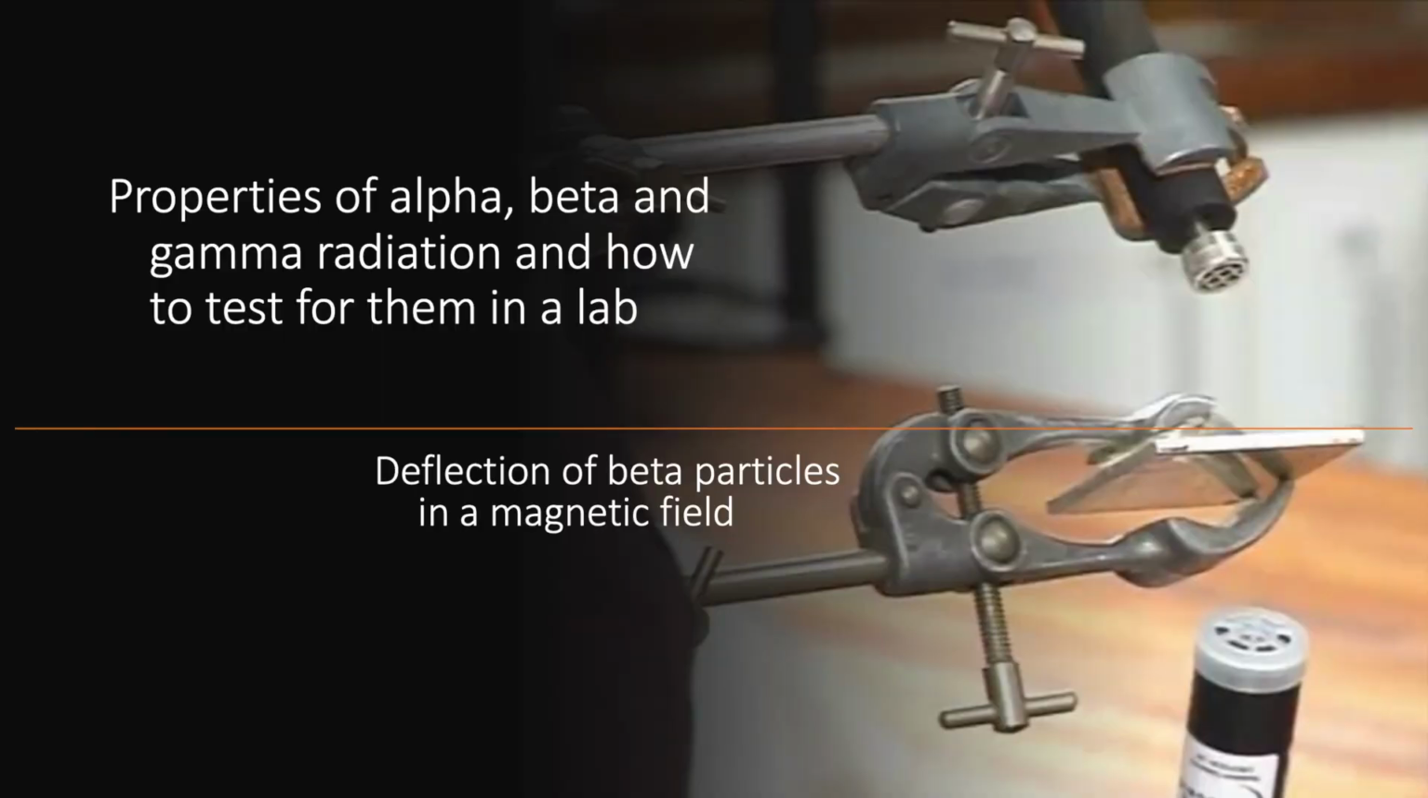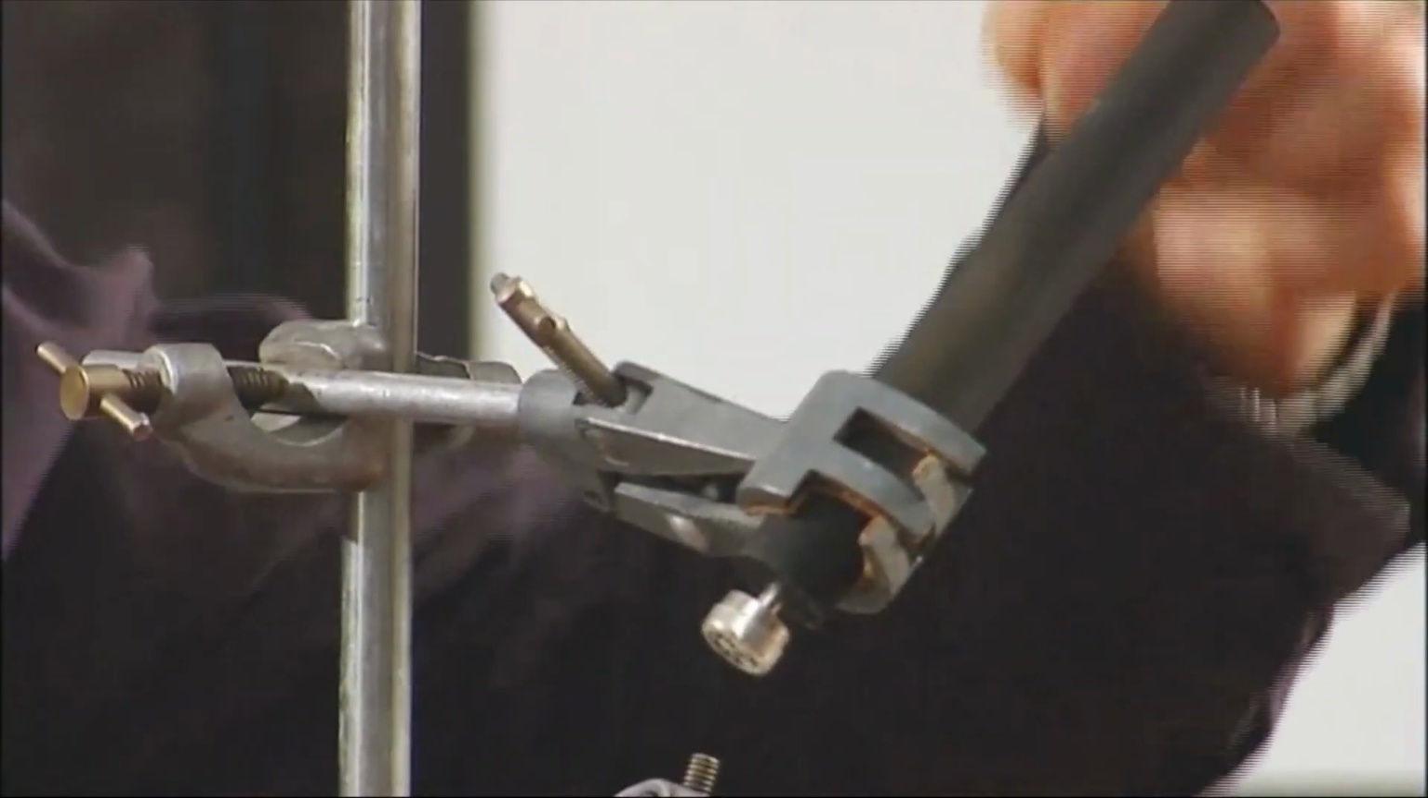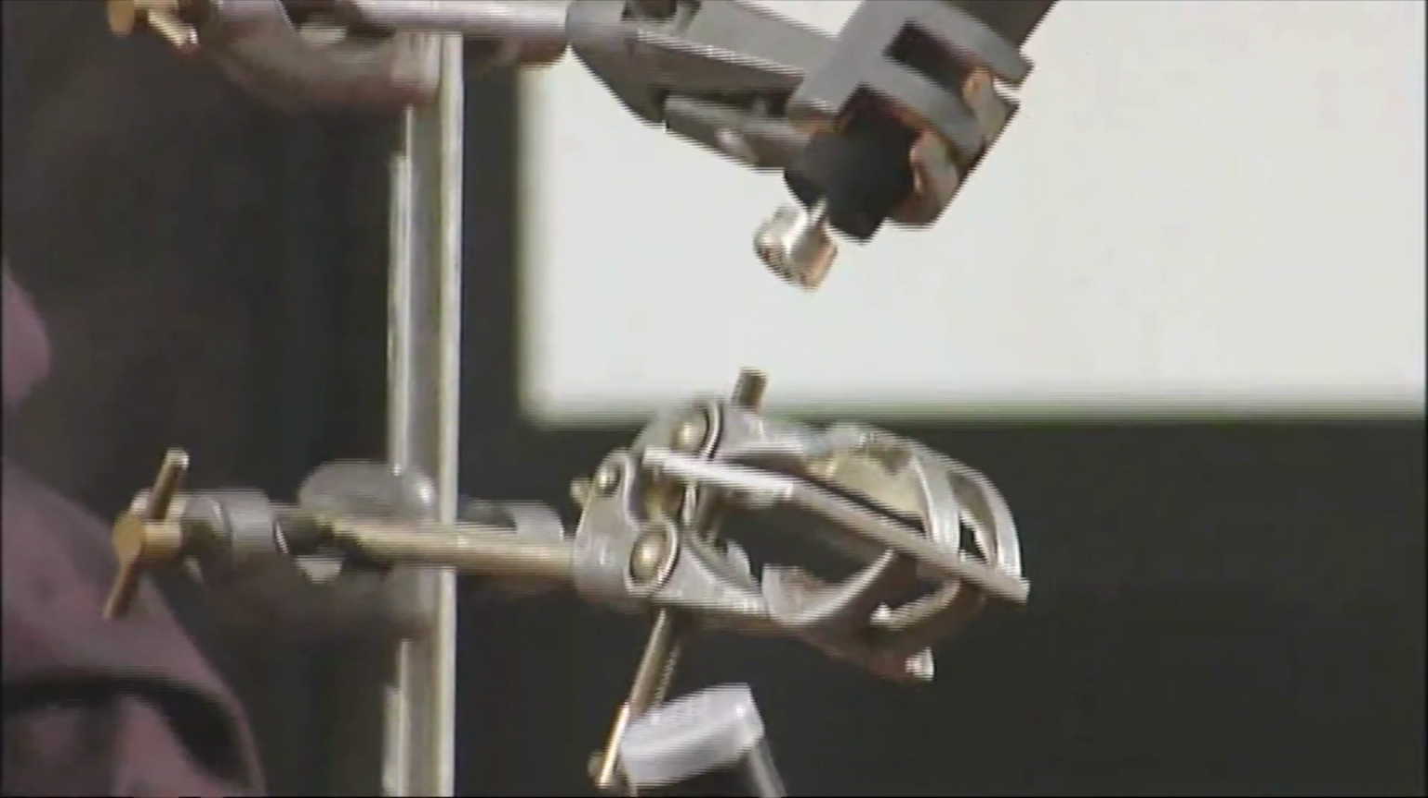This video shows how beta particles can be deflected by a magnetic field. Remember, electrons are charged particles, so when they move, that is a current. So from GCSE, if you remember, F equals BIL, current in a magnetic field experiences a force. This experiment shows that beta particles are negatively charged.